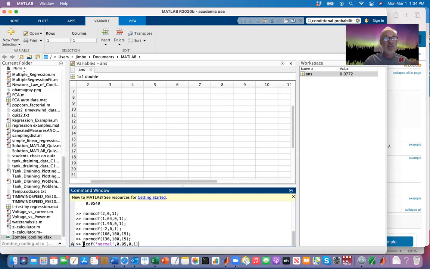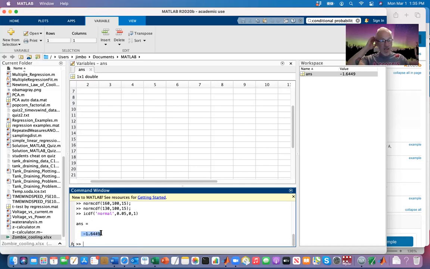So this says, give me the inverse cumulative distribution function. From a known probability, in a normal distribution that has these parameters, a mean of 0 and a standard deviation of 1, I want you to compute the value that corresponds with a cumulative probability of 5%. And it's negative 1.6449. So if I integrate from negative infinity to negative 1.6449, about 1.6 standard deviations below the mean, I will get a cumulative probability of 5%.